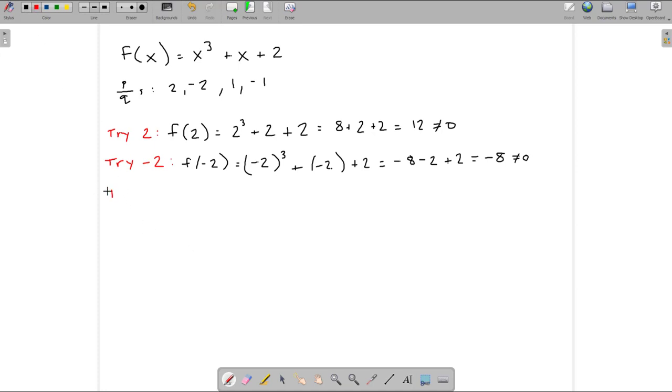So let's try 1. F of 1 equals 1 cubed plus 1 plus 2, equals 1 plus 1 plus 2. So that gives me 4. Again, not equal to 0. And then finally, let's try our last one. Try negative 1.